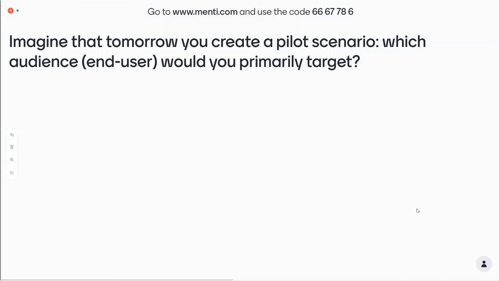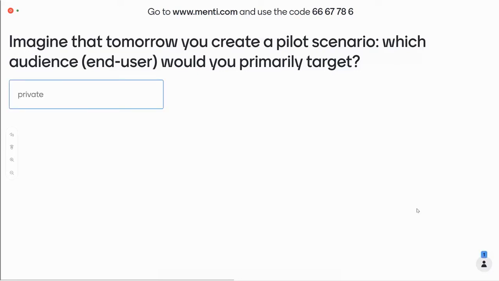Imagine that tomorrow you create a pilot scenario. Which audience and users would you primarily target? So in this situation, our guest speaker has presented their demo and identified stakeholders, their needs and objectives. We pose this question back to you to identify your audience if you were to pilot EBSI.